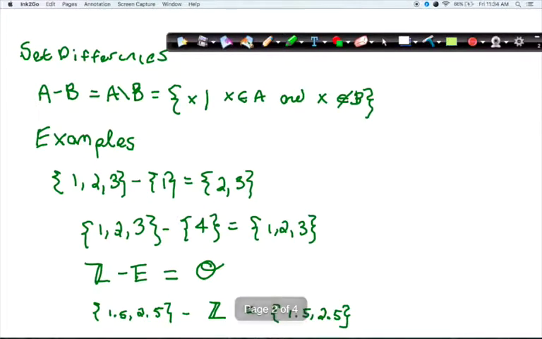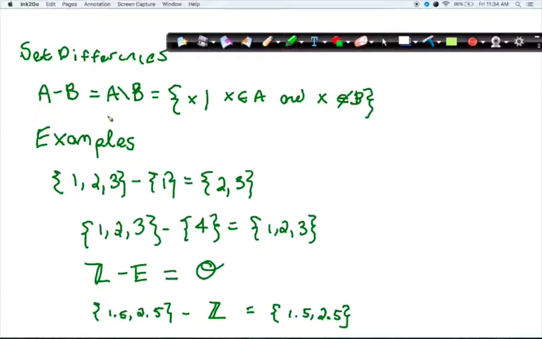So moving along to set differences. Set differences are sort of like subtraction, but we have to generalize what we mean by subtraction since we're not dealing with numbers here. So I'm going to start with the definition, which usually I like to start with examples, but I think it pays in this case to start with the definition, and then we'll do some examples.